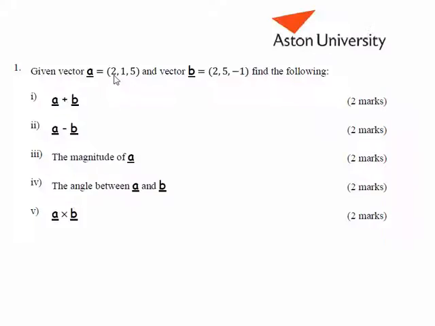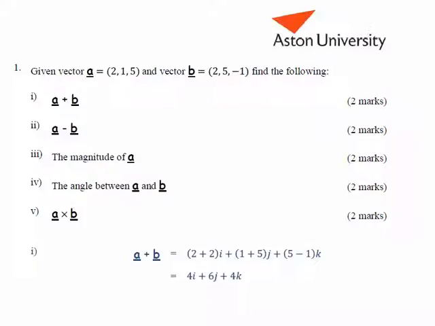The vectors are defined by the i, j and k components of A and the i, j and k components of vector B. All we have to do is add the respective components. So we're going to get 2 plus 2, which is what we've got there, 1 plus 5, which is what we've got there, and then 5 minus 1. And that gives us vector A plus vector B.